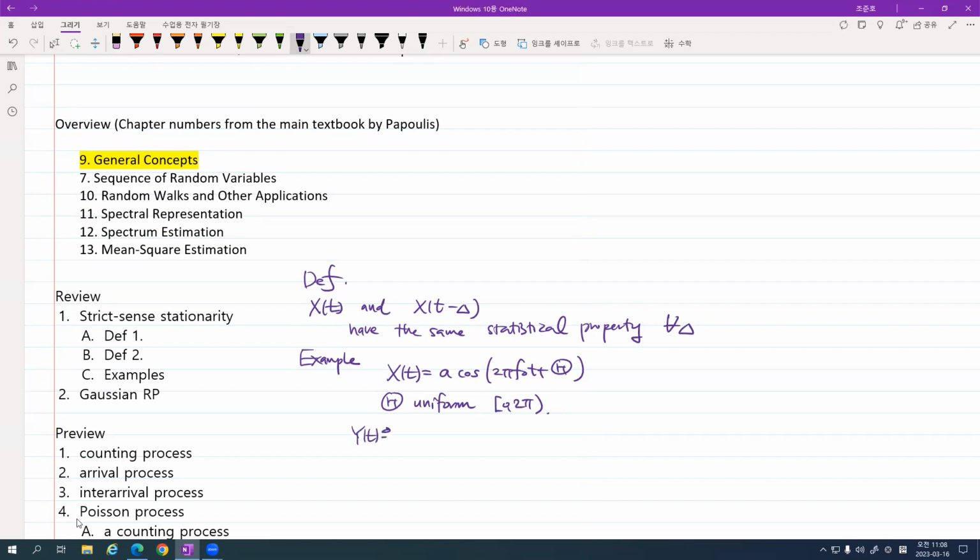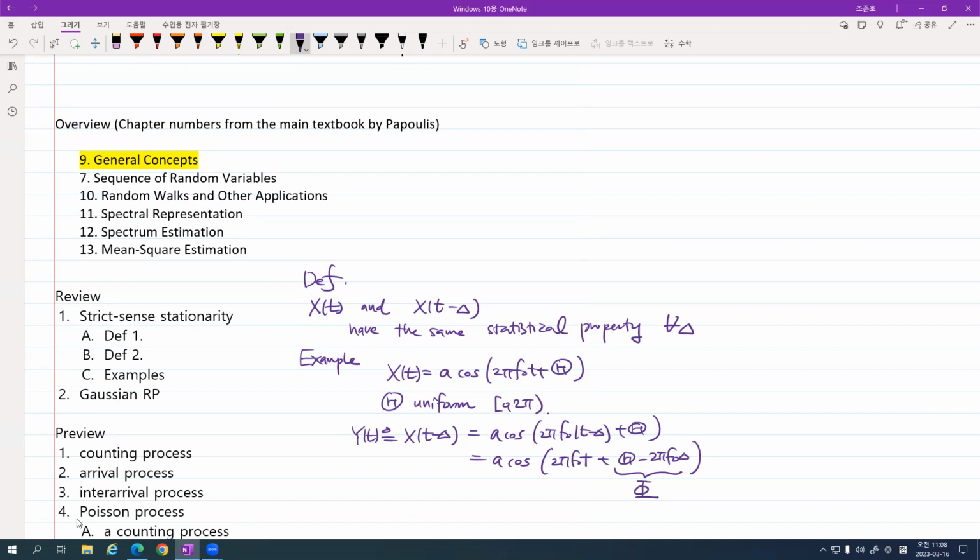Let's define y as x of t minus delta, which is a cosine of 2 pi f0 (t minus delta) plus theta, which can also be written as 2 pi f0 t plus theta minus 2 pi f0 delta. Now, what is the distribution function of this random variable?